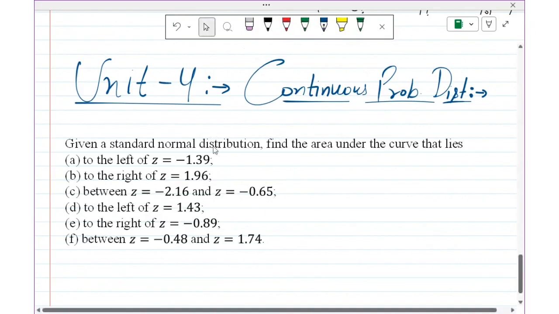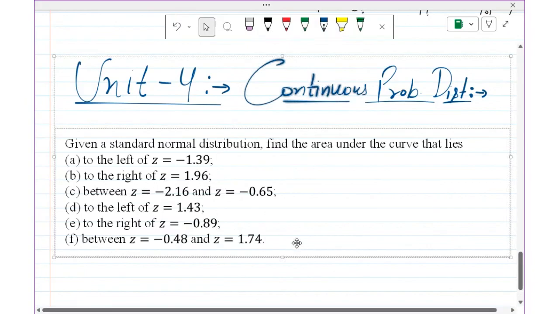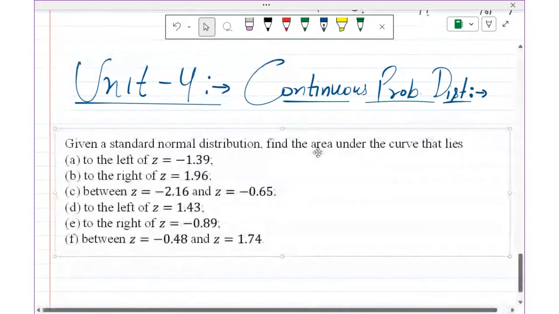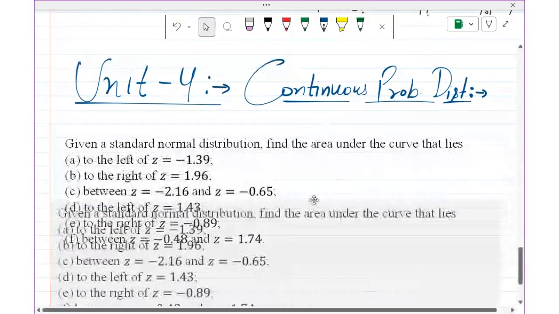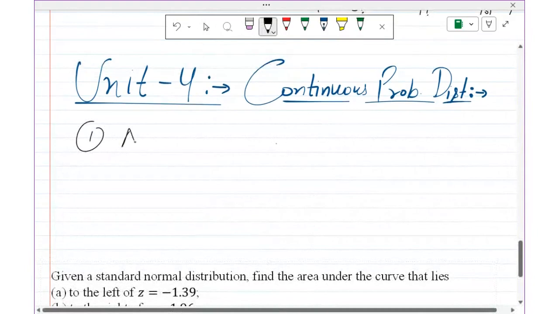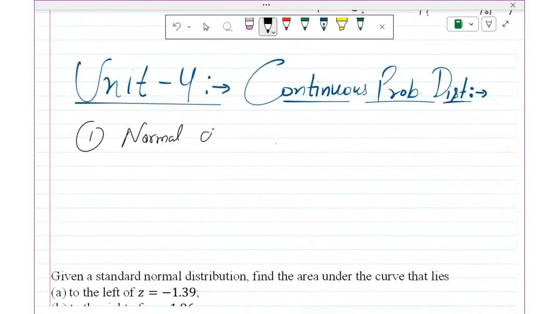So, there will be mainly three distributions. First one is normal distribution, the most important and the most practical distribution is called normal distribution. Then the second one is gamma distribution.